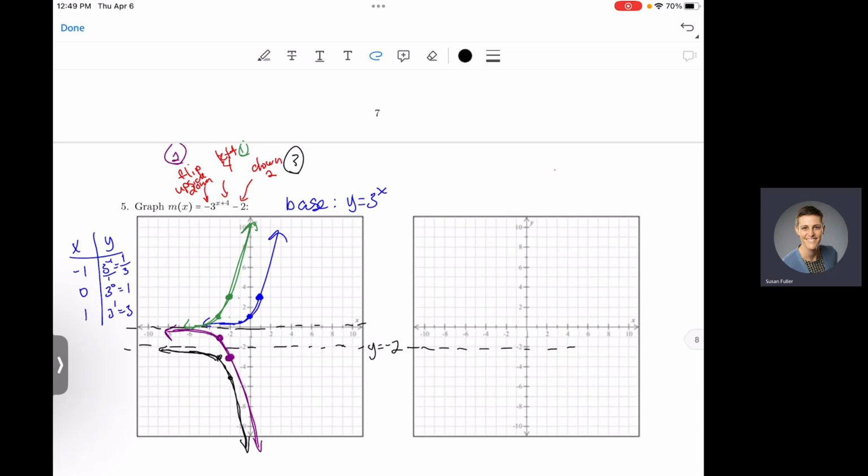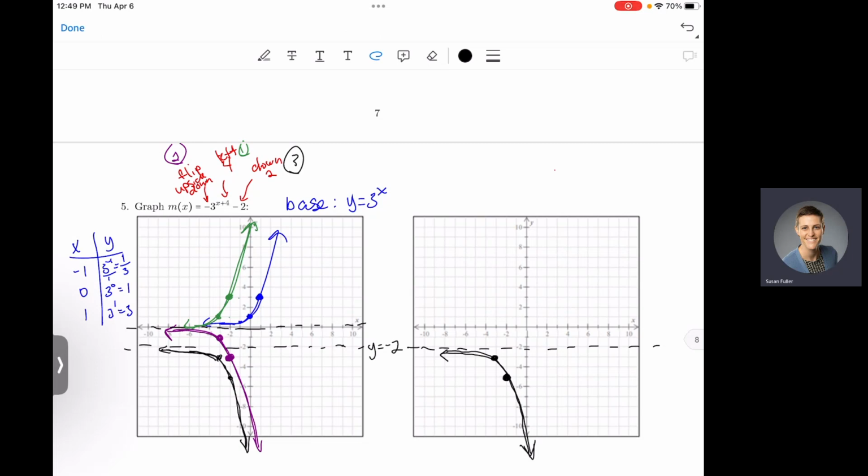So then I'll put a nicer graph here on this clean one for my final answer. I had, let's see, -3, -3. And -2. These were my points that I ended up with here. And that's where it went. Okay, there is my final graph of -3 to the x plus 4 minus 2.